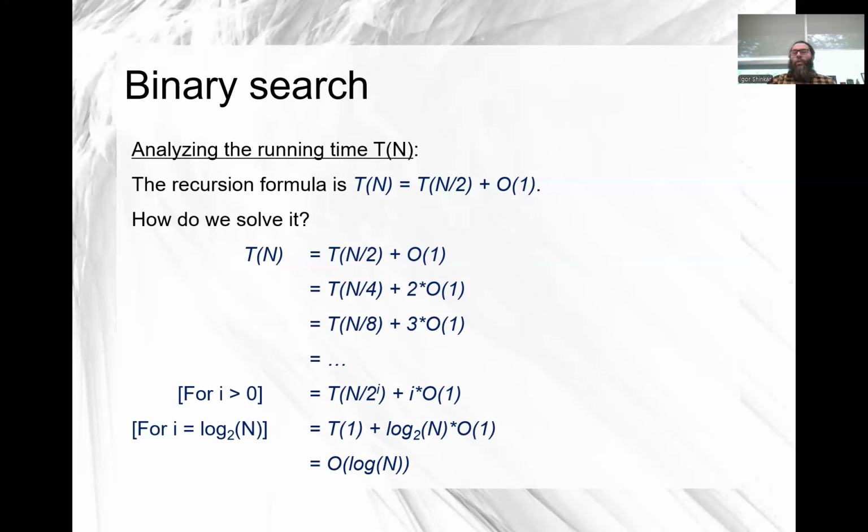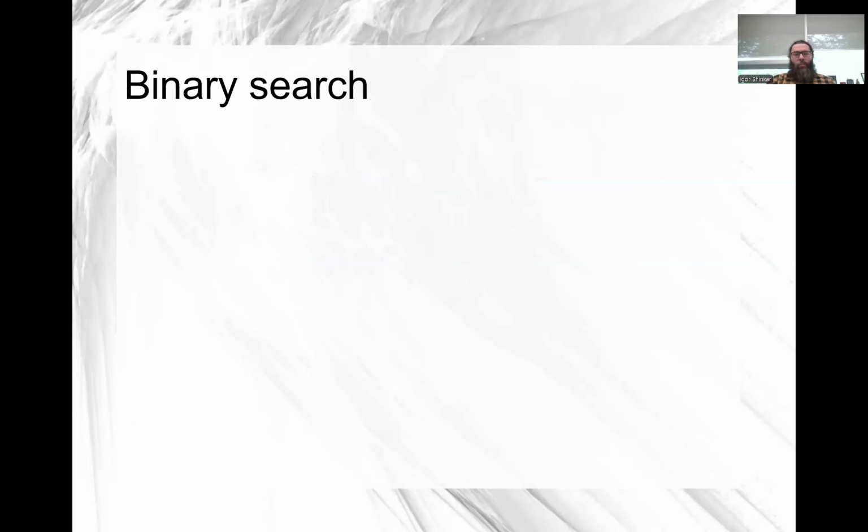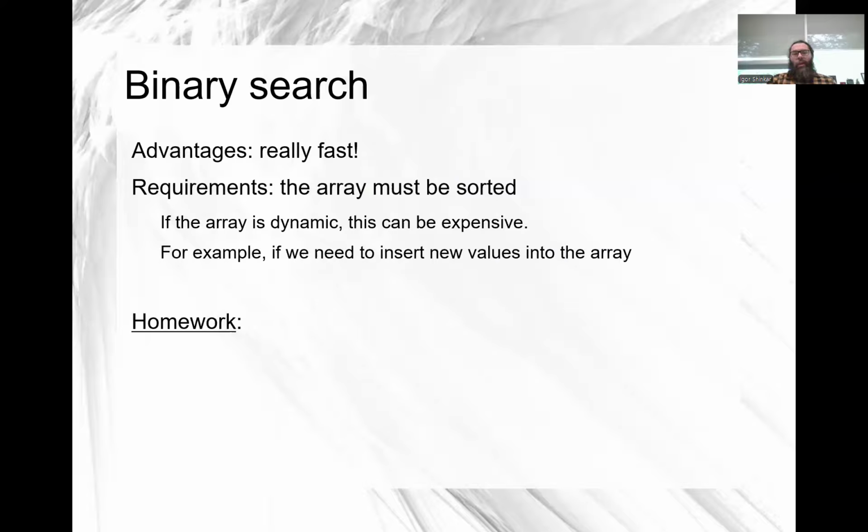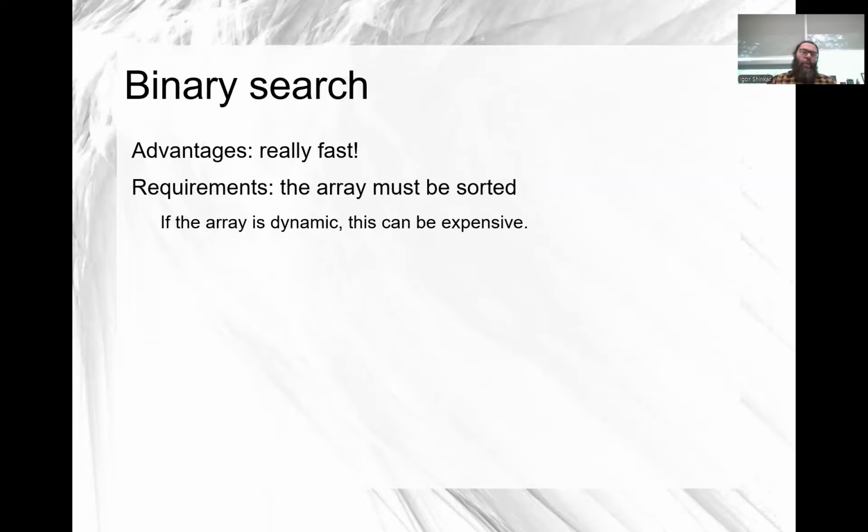Okay, so this shows a formal analysis of why the running time of binary search is order log n. One advantage is that it's really fast, but we require that the array is sorted. In general, if the array is fixed, maybe it's expensive to sort it, and maybe it's dynamic, so we sort it, but then we want to add elements and remove elements and change elements. So, in general, things depend on your applications, but whenever possible, it's nice that the array is sorted.